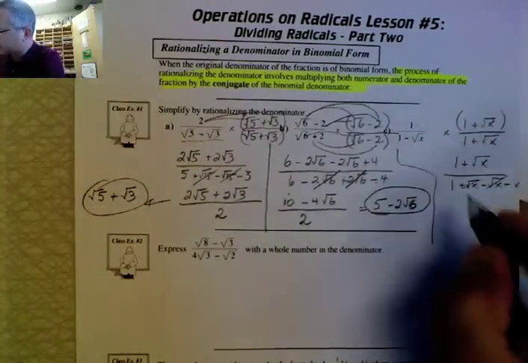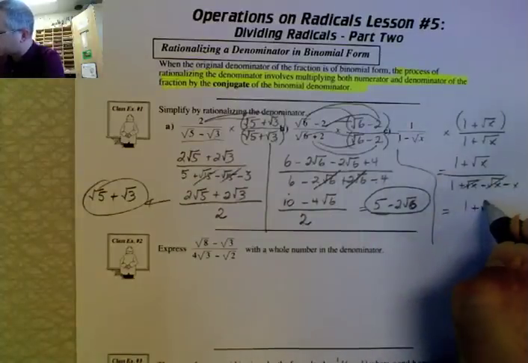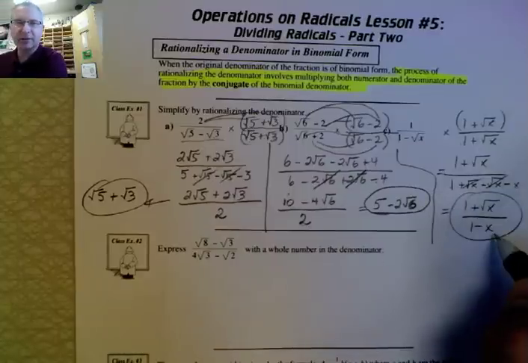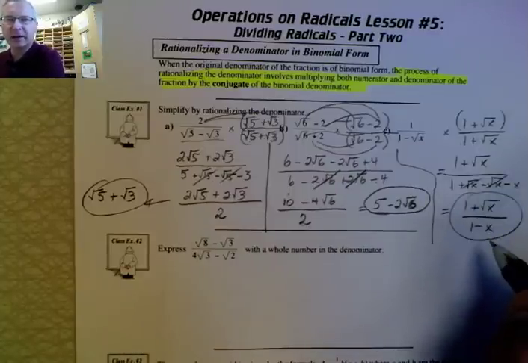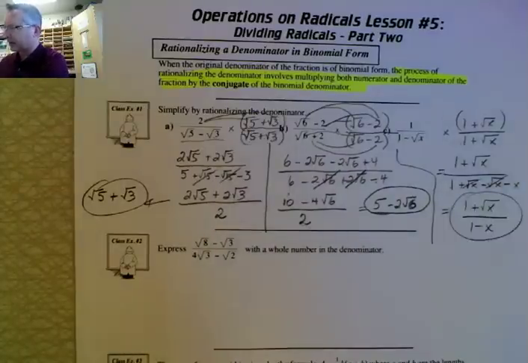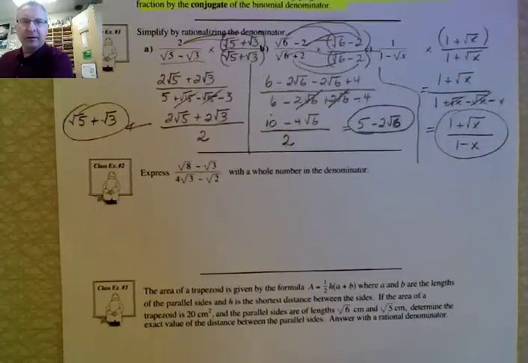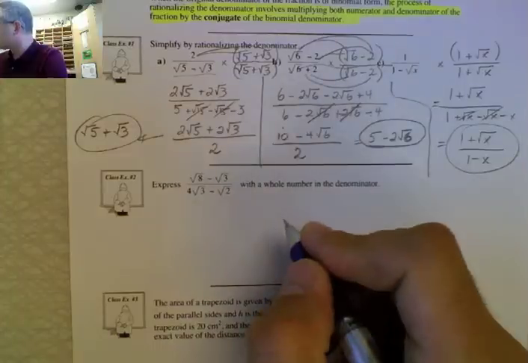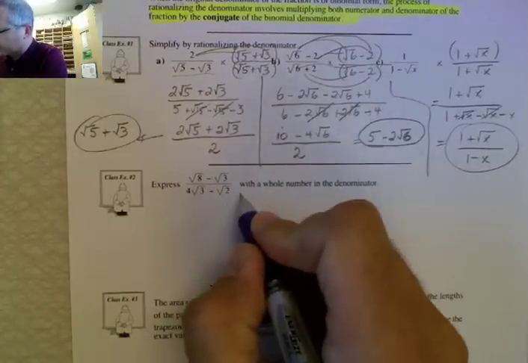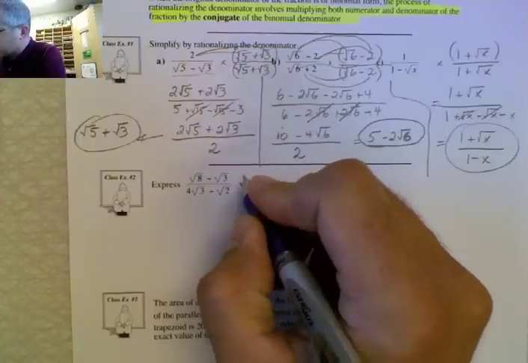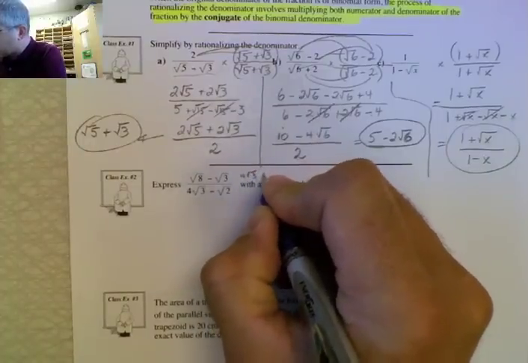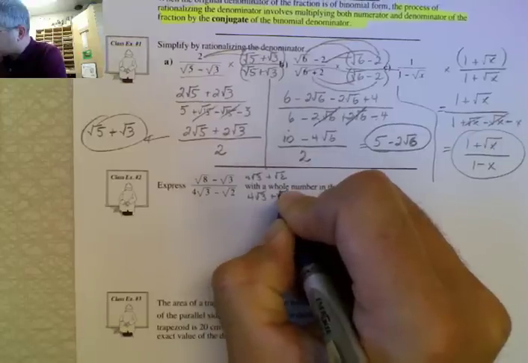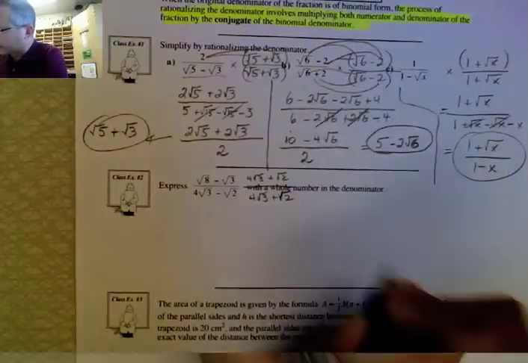Our middle terms cancel out. Our numerator stays the same. And 1 minus x is our denominator. And this is rationalized because you have no radicals left in the denominator. All right. Next question. Again, we're going to multiply by a conjugate to help us solve this problem. The conjugate in this case is going to be 4 root 3 plus root 2. That's what we're going to multiply our numerator and denominator by.